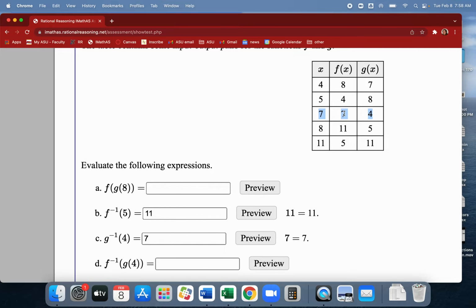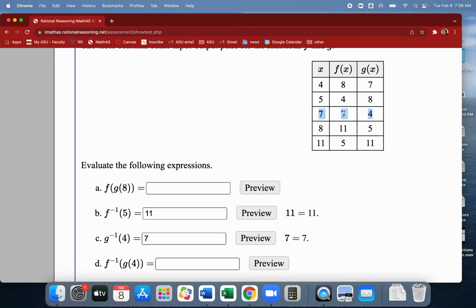We're not using the x value. We're using just the G of x and the x there. 4 and 7 are related, where in the original function g, an input of 7 gives us a 4. So in G inverse as a function, even though I don't know a formula for it, I know that G inverse of 4 would give me back 7.